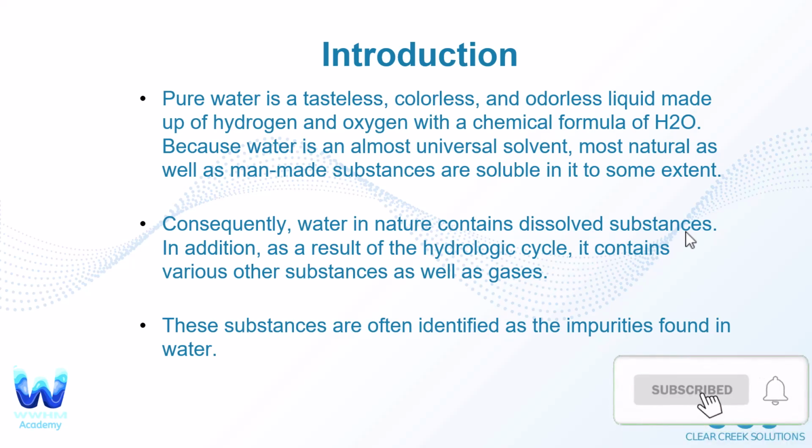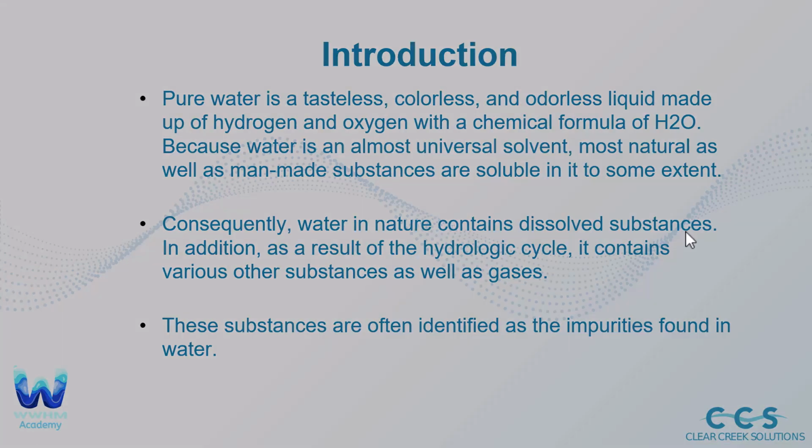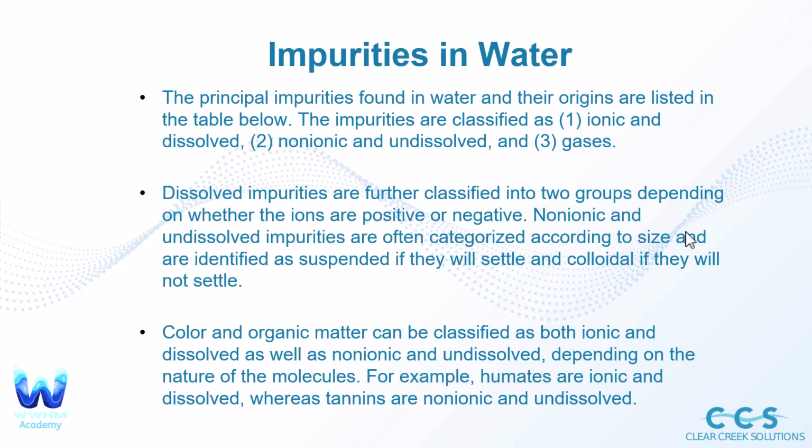And it's sort of dissecting what is in the water that we start to get into the topic of water quality. These substances are often identified as the impurities found in water. So the principal impurities found in water and their origins are listed in a table that I'm going to show later. The impurities are classified as 1, ionic and dissolved, 2, non-ionic and undissolved, and then 3, gases. Dissolved impurities are further classified into 2 groups, depending on whether the ions are positive or negative.